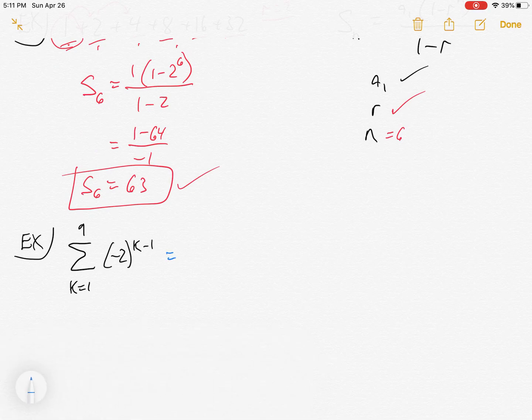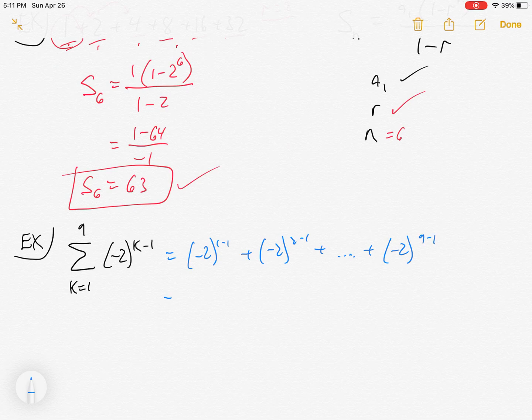Let's do some with the summations. What if they had a summation and said, I want you to find, from k equals 1 to 9, this sum. Remember, what I encourage you to do on these is to write out the first few terms. Negative 2 times 1 minus 1 plus negative 2 times 2 minus 1. That's probably good enough.